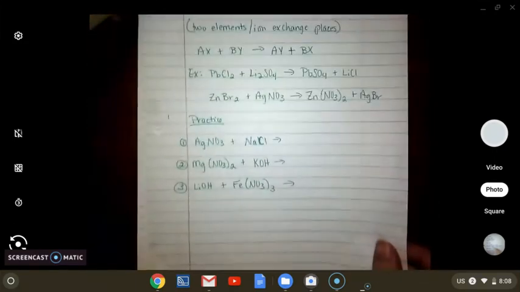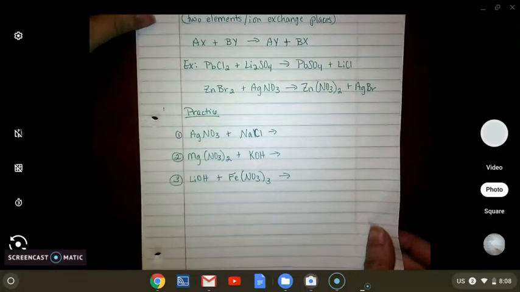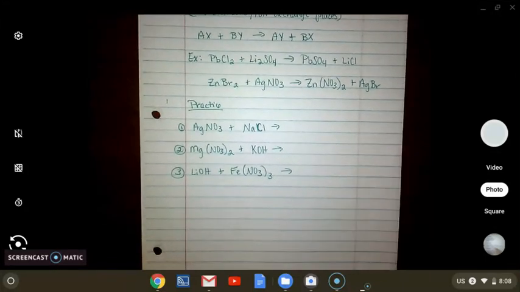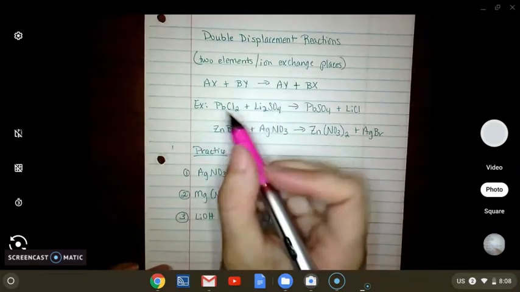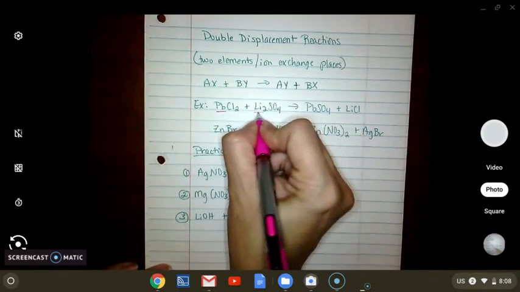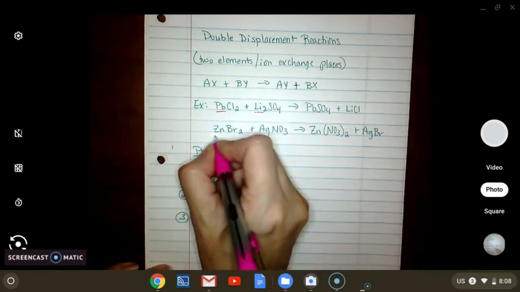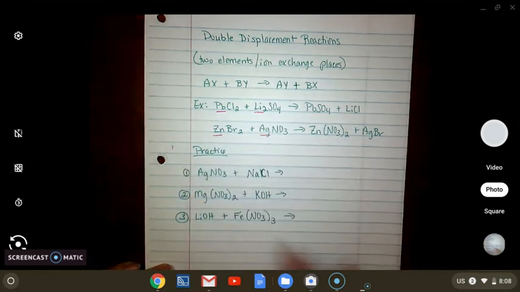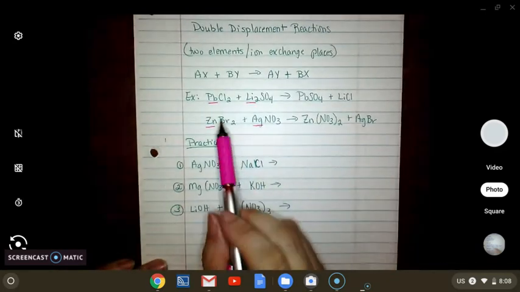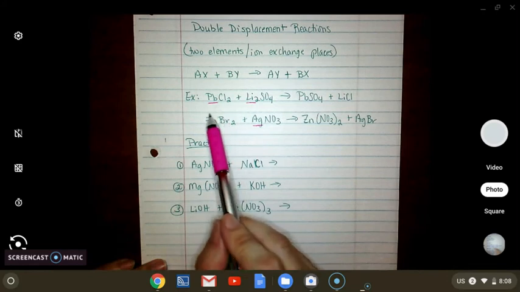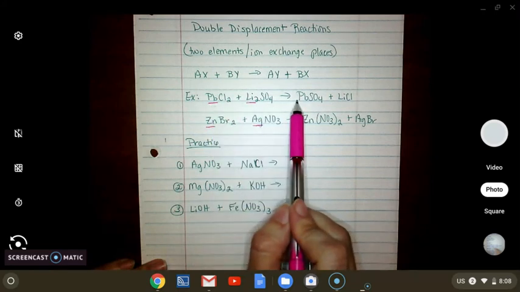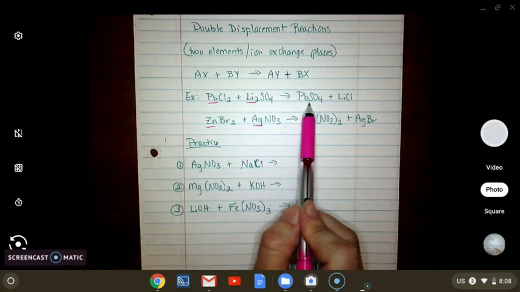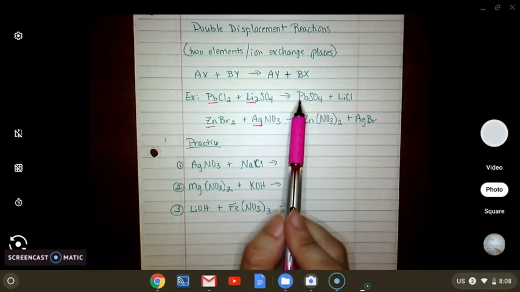All right, then you have double. So single is one element, double you have 2 compounds. So in this one, this and this are switching places. Zinc and silver are switching places. You've got to remember though that you use ionic bonding. So in this one, lead is a 2. So whenever you switch it over, it's lead 2 sulfate, but they cancel out.